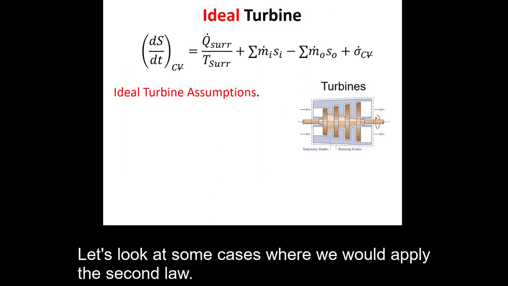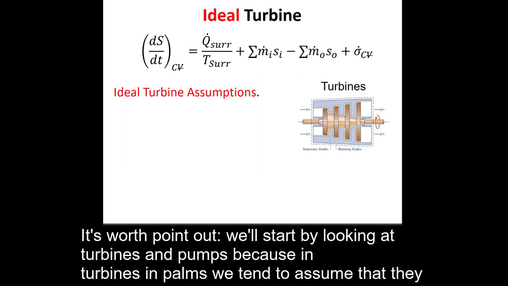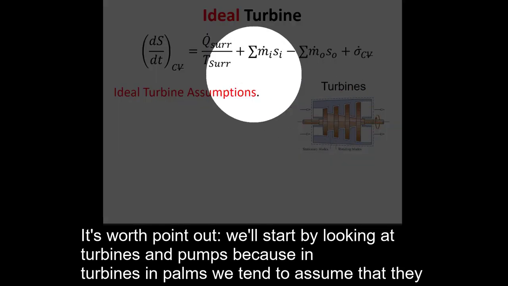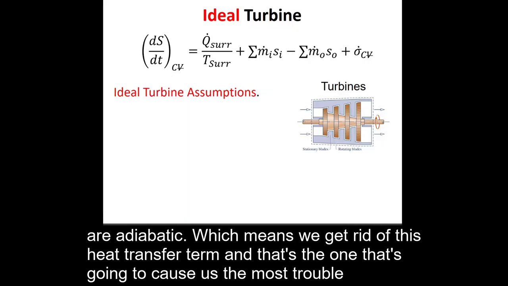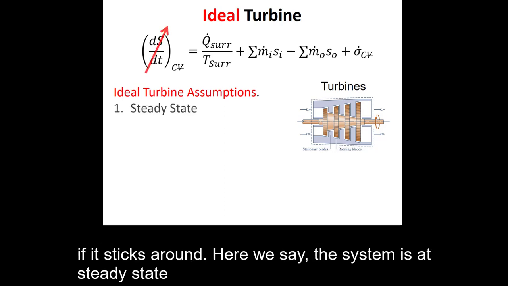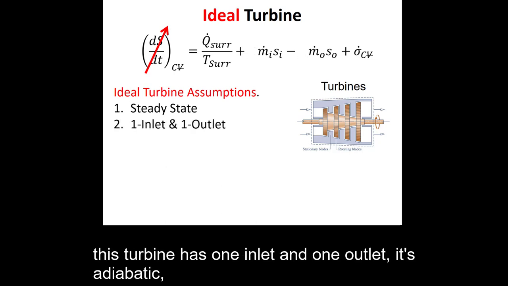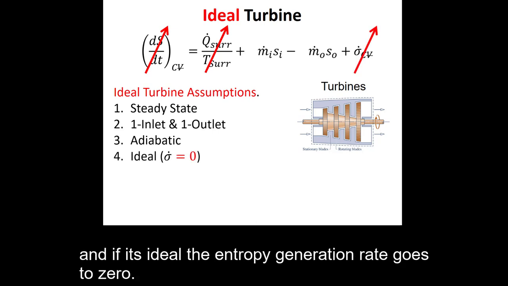Let's look at some cases where we would apply the second law. It's worth pointing out we'll start by looking at turbines and pumps, because in turbines and pumps, we tend to assume that they are adiabatic, which means we get rid of this heat transfer term, and that's the one that's going to cause us the most trouble if it sticks around. Here we say the system is at steady state. This turbine has one inlet and one outlet. It's adiabatic. And if it's ideal, the entropy generation rate goes to 0.